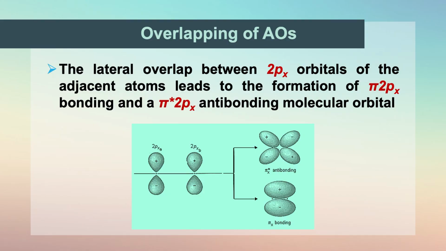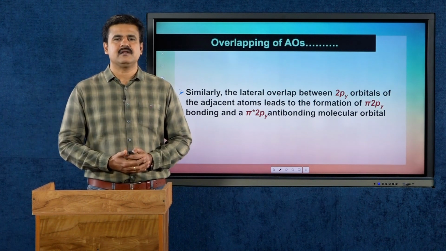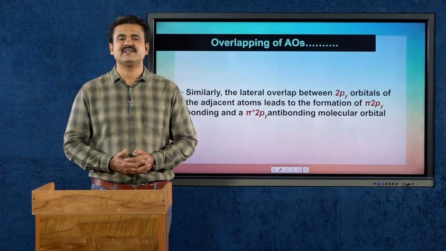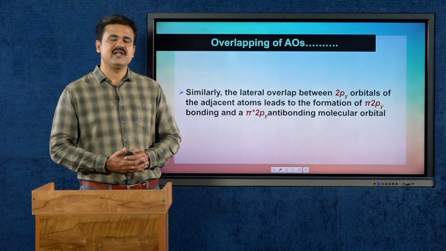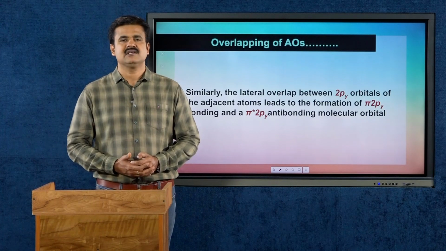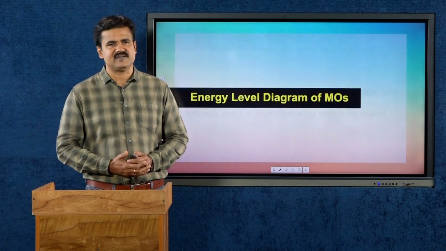This is the pictorial representation of the lateral overlap between two 2px orbitals. Here there occur one BMO with the lower energy, that is pi 2px, and one ABMO with the higher energy, that is pi star 2px. Similarly, the lateral overlap between 2py orbitals of the adjacent atoms leads to the formation of pi 2py bonding molecular orbital and pi star 2py antibonding molecular orbital. So, lateral overlap leads to the formation of pi molecular orbitals.